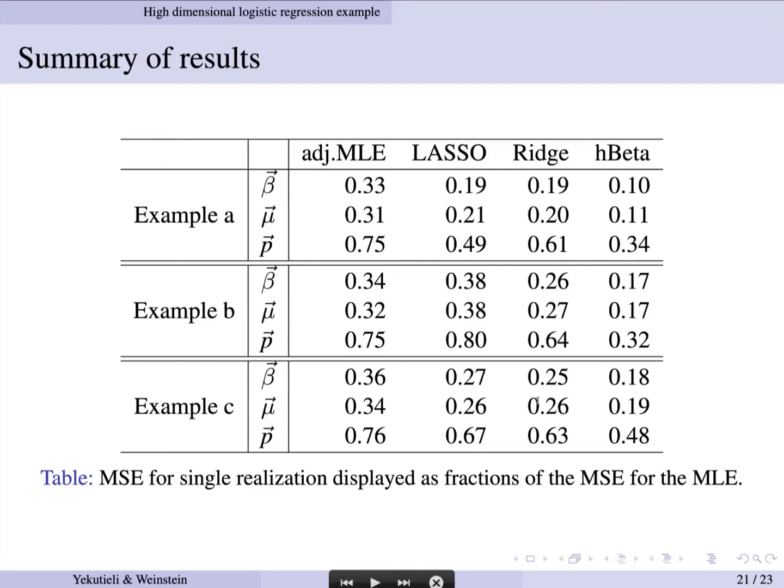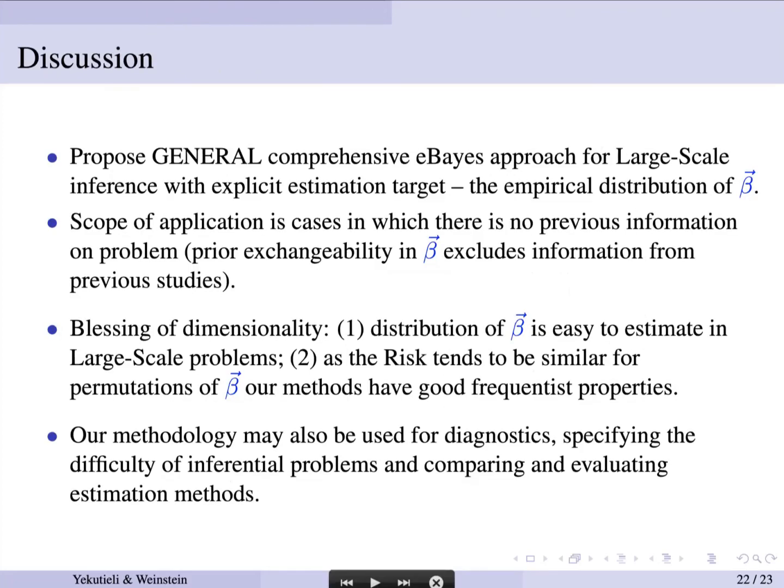Okay, and this is the discussion. We propose a general, comprehensive empirical Bayes approach for large-scale inference. Usually, we want to estimate some population distribution, which no one actually knows what we're actually doing. Here, it's very simple. Our target of inference is something well defined: the empirical distribution of the parameter vector. Okay, we know what we want. It exists. If you're a frequentist, you think there is an unknown vector of beta, so by definition, it has a marginal distribution, and this is what we're aiming for.